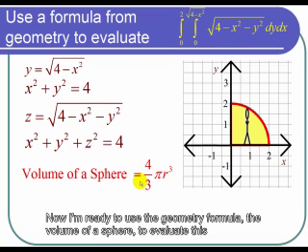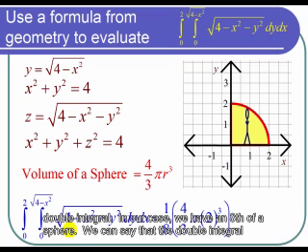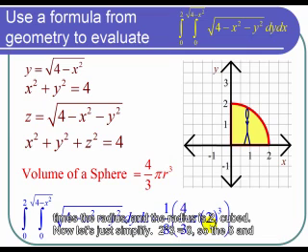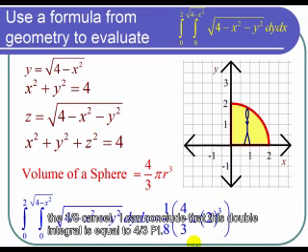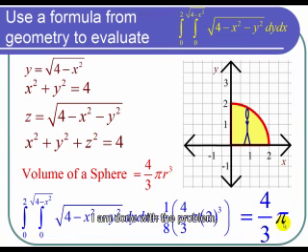So now I'm ready to use my geometry formula, the volume of a sphere, to evaluate this double integral. And in our case, we have 1/8 of a sphere. So we can say that the double integral is equal to 1/8, because it's 1/8 of a sphere, times the volume of the sphere, which is 4/3 times pi times a radius, and the radius is 2, cubed. So now let's just simplify. 2 cubed is 8, so the 8 and the 1/8 cancel, and I can conclude that this double integral is equal to 4/3 times pi. And I'm done with the problem.